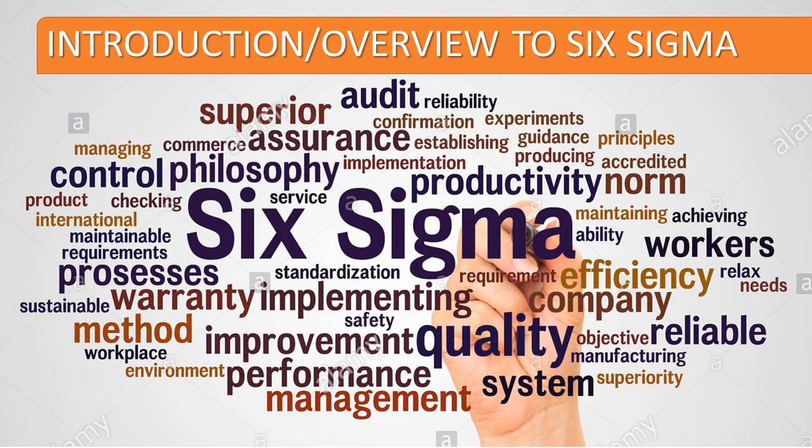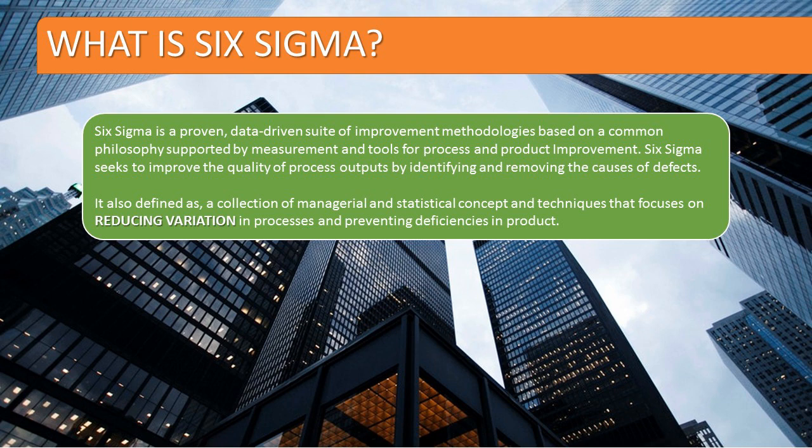Now let's move to the introduction or overview of Six Sigma. What is Six Sigma? Six Sigma is a set of techniques and tools for process improvement. It was introduced by American engineer Bill Smith while working at Motorola in 1986. Six Sigma seeks to improve the quality of process outputs by identifying and removing the causes of defects.